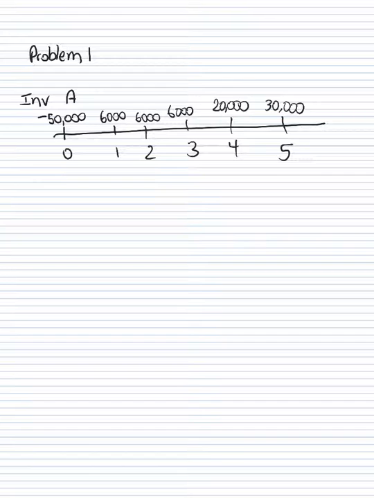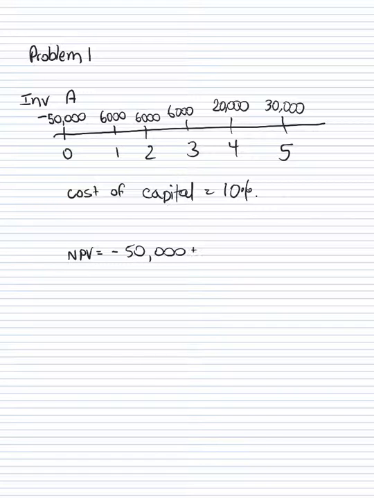Now, in calculating the net present value, what we also need to know is what the cost of capital or required rate of return is, and that is 10%. Now, when we calculate the NPV, what we do is we compare the cost of the project to the present value of all the future cash flows discounted at the required rate of return or cost of capital. So that'll be plus 6,000. Now 6,000 at time 1 needs to be brought back 1 time period. So it's divided by 1.1 to the power of 1 plus the next 6,000.